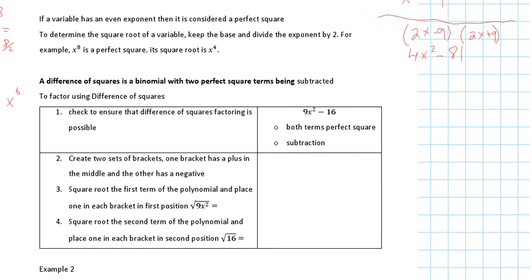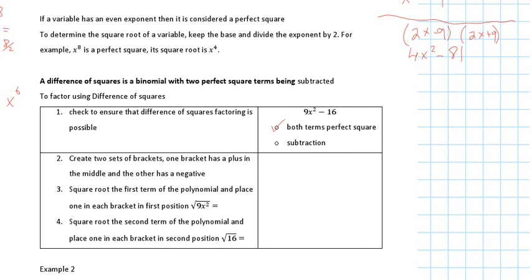So, let's look at this. Is 9x squared a perfect square? Yep. 9 is a perfect square. X squared has an even exponent, 2. Is my second term a perfect square? Yes, 16 is 4 squared. Good. So that's my first check. Do I have a subtraction between the two? That's my second check. Okay? So now I know that it's a difference of squares.